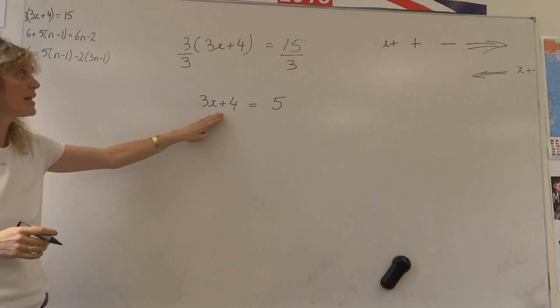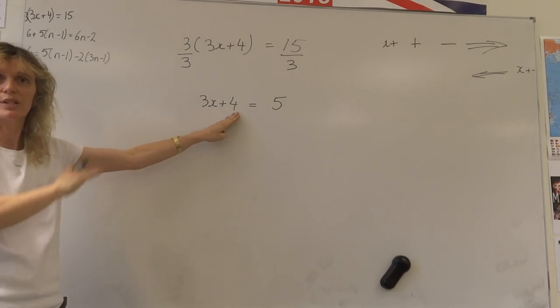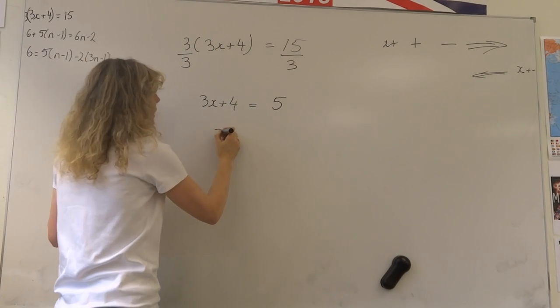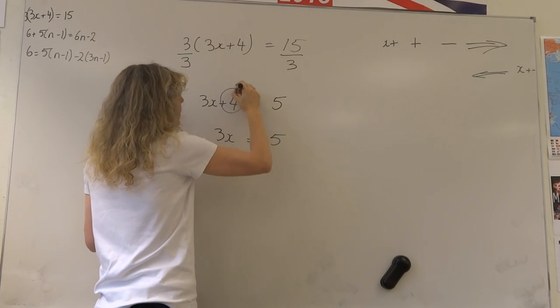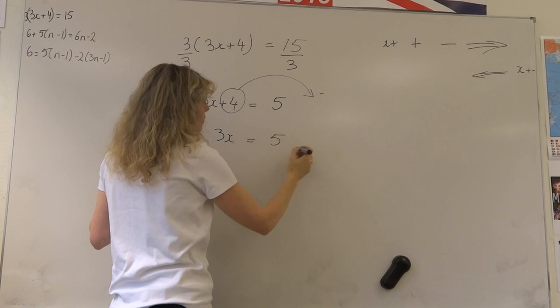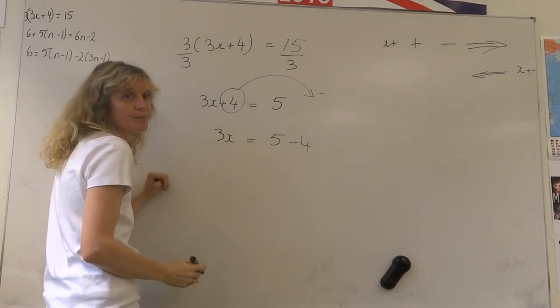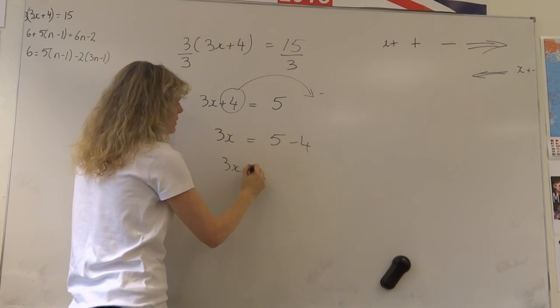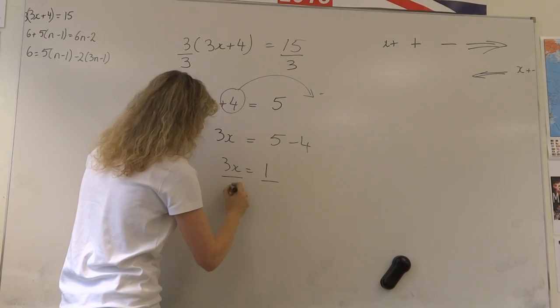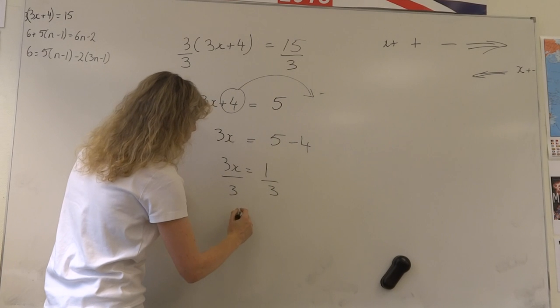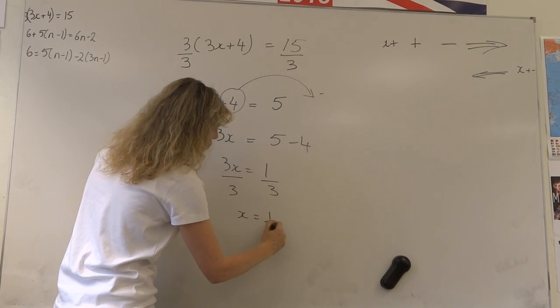Now I've got 3x plus 4, I've got a plus here, so I want to take it over to the other side. I'll get 3x equals 5, move the 4 over to the other side, change the sign into a minus, minus 4. So 3 lots of x equals 1. 1 lot of x, divide both sides of my equation by 3. 1 lot of x is going to equal 1/3.